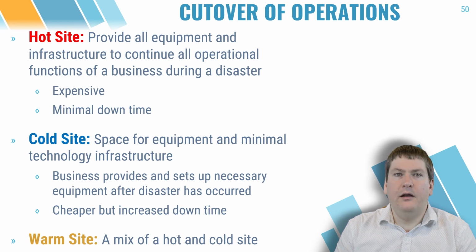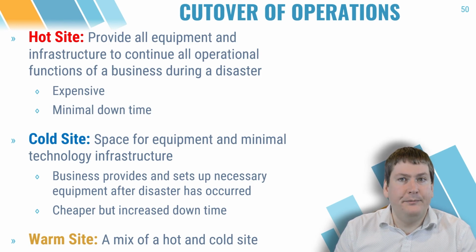Hot sites are remote sites that already have all required equipment and technology infrastructure ready to go to continue all business operations during a disaster. They tend to be expensive, as you need to maintain a second site with the same infrastructure and may get very little use or benefit out of it most of the time. The upside is that if a disaster does happen, you'll have minimal downtime as you already have everything set up.